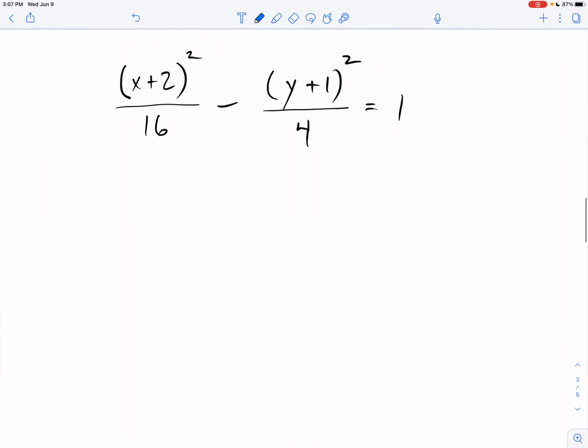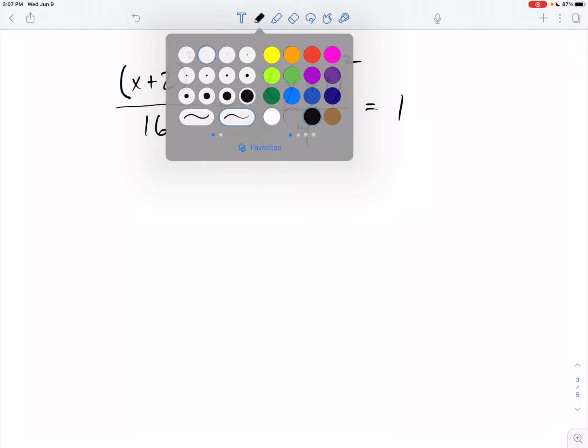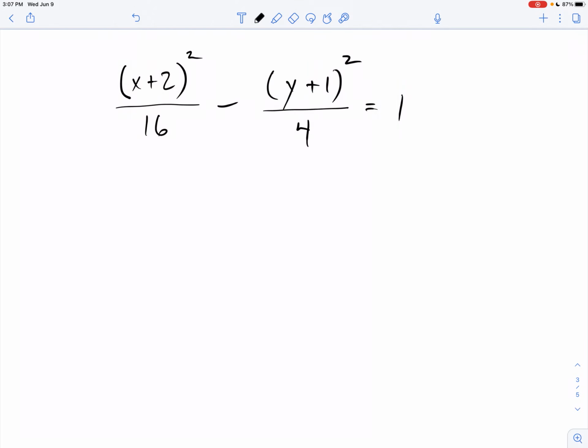What? They don't have one like this on the summer packet. No, they don't. But I want to make sure that you know this because it's good practice. Because we just talked about circles. We've seen parabolas. We've seen ellipses.